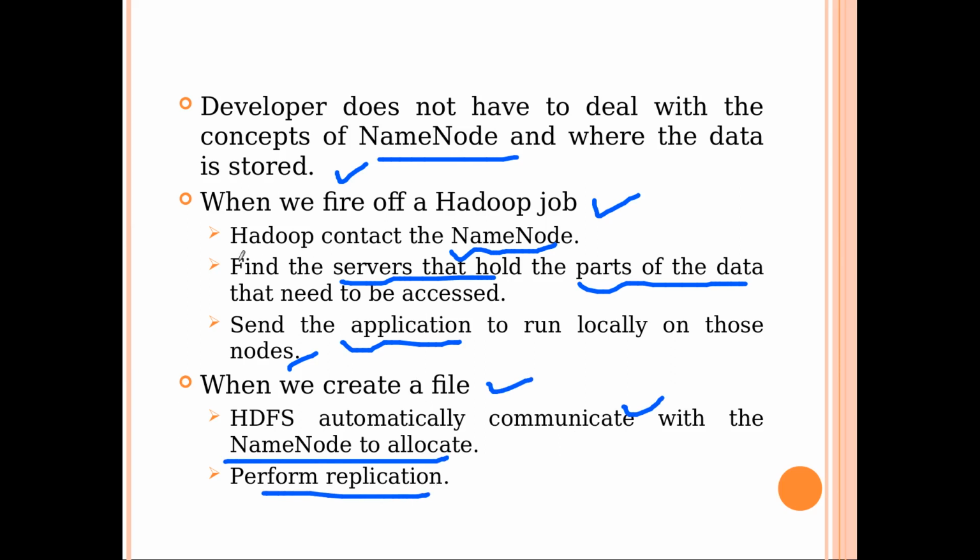So Hadoop executes in two different ways. First, when we start the job, it communicates with the name node and refers to the corresponding server for the execution. Similarly, when new data is to be stored, it communicates with the name node, and the name node allocates the data to different locations in the form of replication.